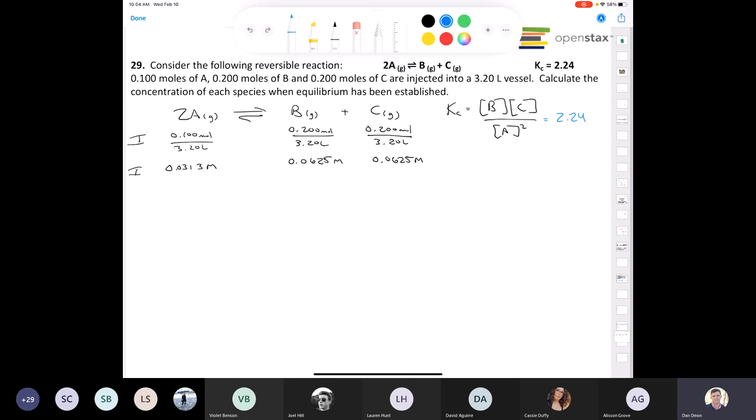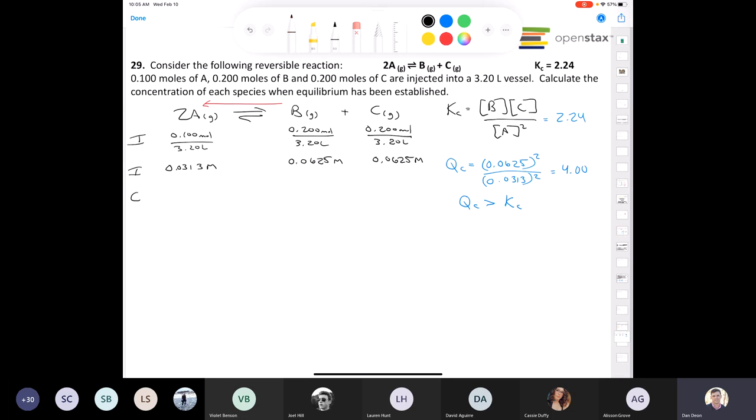So my Q, I guess I'll use the blue pen again. Qc is going to be equal to 0.0625 squared divided by 0.0313 squared. And that gives you 3.987, so we'll just say it's 4.00. So that means that Qc is greater than Kc. If Qc is greater than Kc, that means my denominator is too big, so that means it's going to have to shift to the left. My equilibrium is going to shift towards the left.